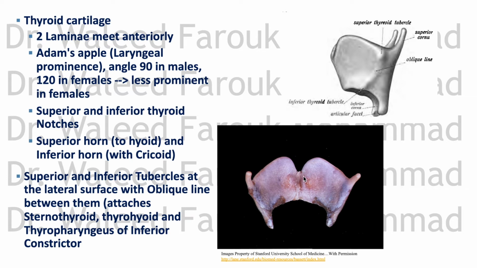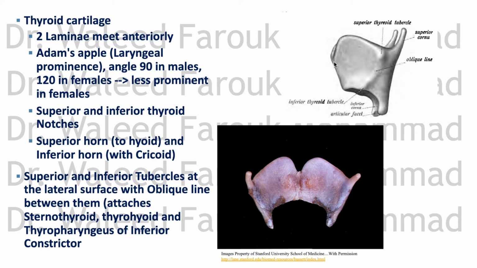Joint anteriorly at the midline, and joint at an angle. See? Angle. Now, this angle differs between males and females. In females, it's around 120 degrees. In males, it's about 90 degrees. So it's narrower in males. When you make the angle narrower, it means that the angle will protrude anteriorly more in males.